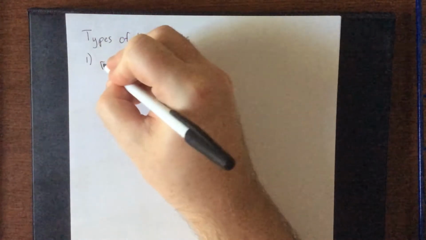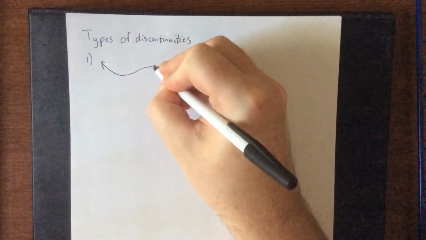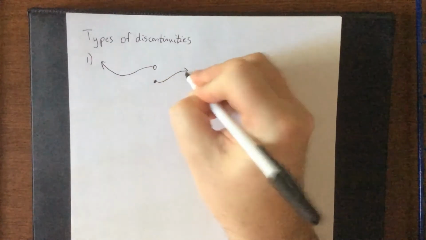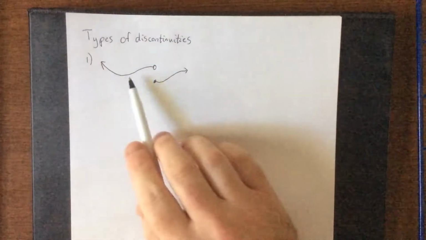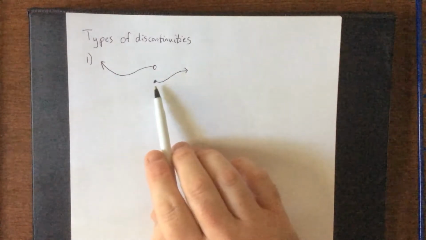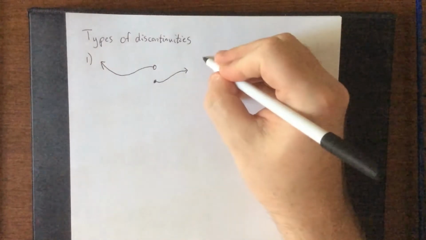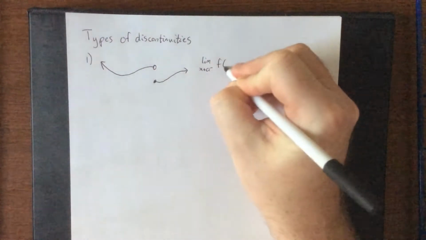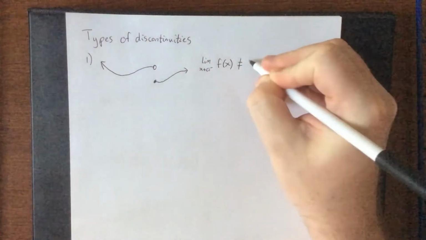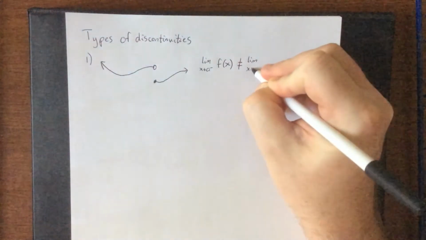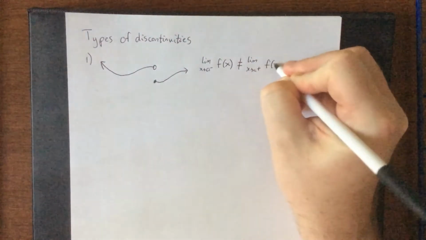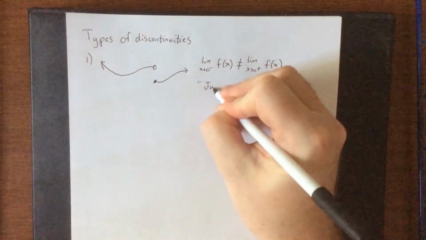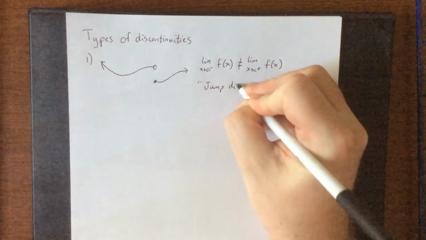So the first one, and this tends to happen kind of frequently when you talk about piecewise defined functions, happens when the left-hand limit and the right-hand limit are not equal to each other. So if we take the limit as x approaches a from the left-hand side of f of x, and it's not equal to the limit as x approaches a from the right-hand side of f of x, you get what is known as a jump discontinuity.